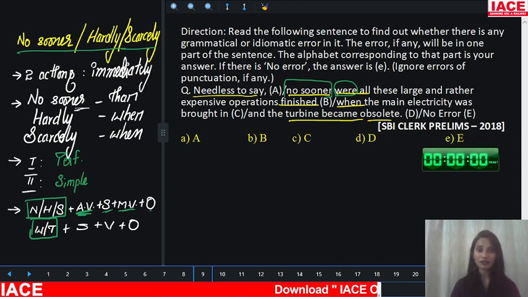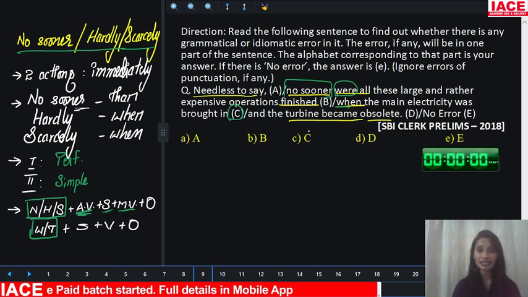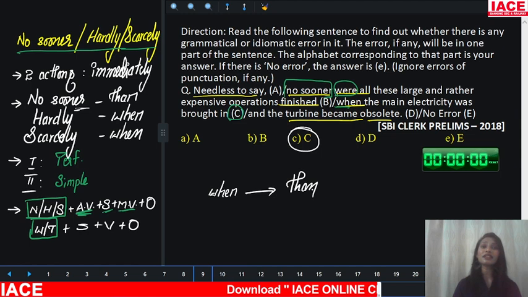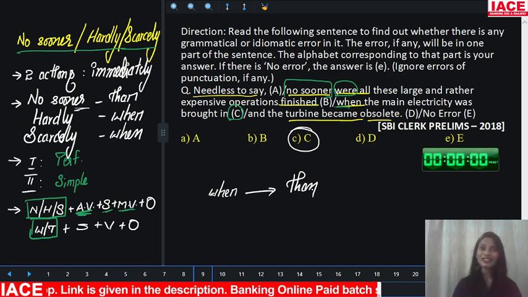Next, no object there. When is given, but is when appropriate here? No sooner takes than. So that is where the error is. So you got your answer. The error is with option C, because there you have to replace when with than. Then the main electricity was brought in and the turbine became obsolete after years. So that's your answer. Do remember this concept about no sooner, hardly, and scarcely. Now let's see the next question.